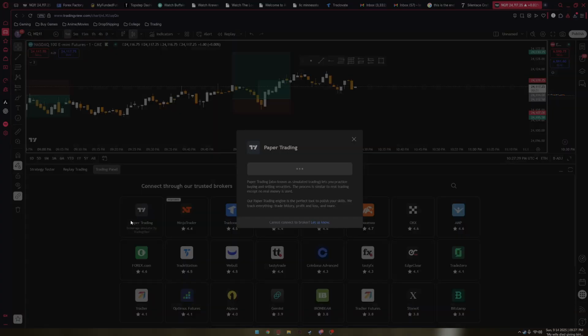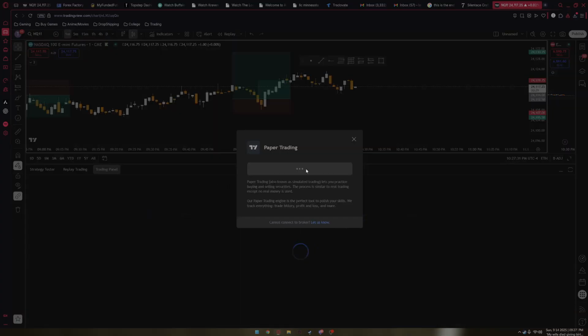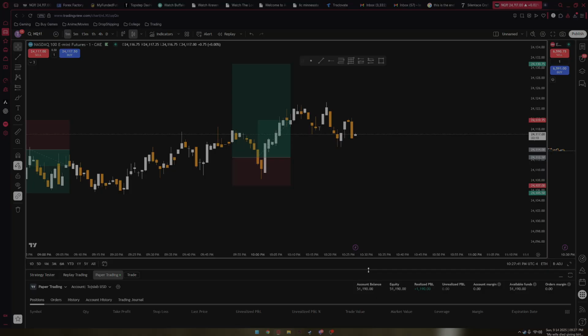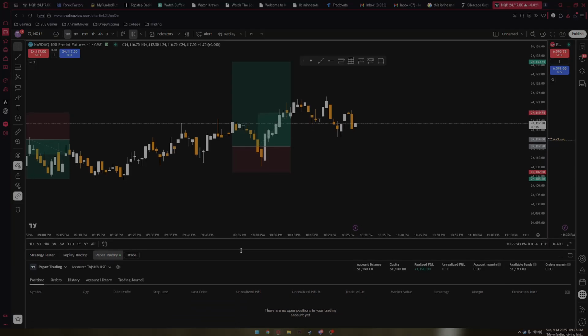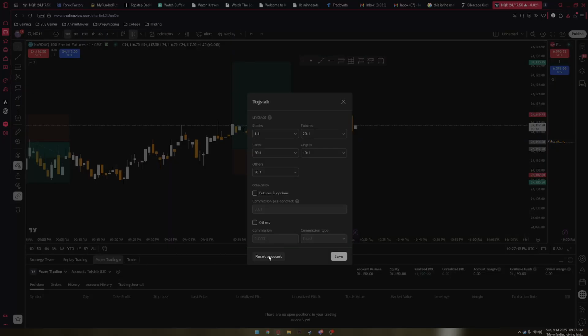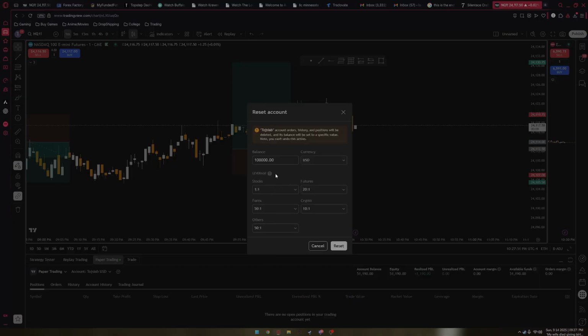So if you click on here, you should be able to just click on connect, and this one here is all your fake money. So what you're able to do is spend and lose fake money here, and you can set your different price or your account balance. If you click on the settings right here, you're able to click on reset account, and you can put in your balance.